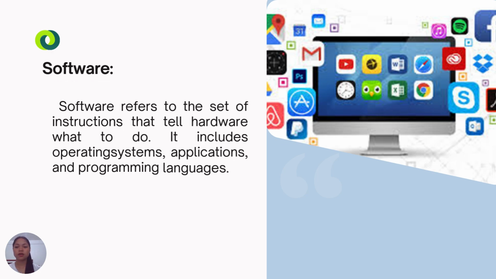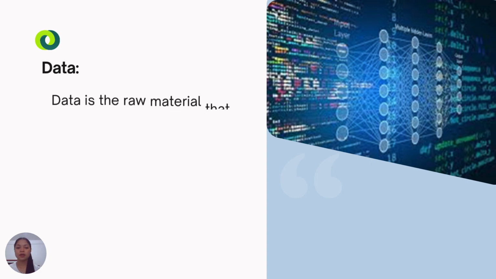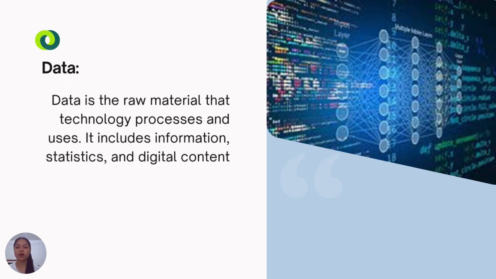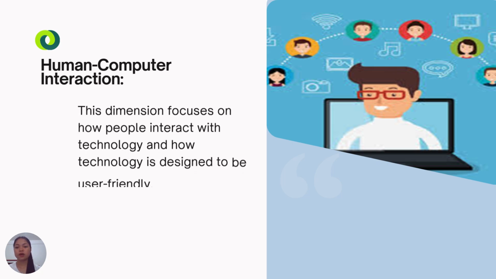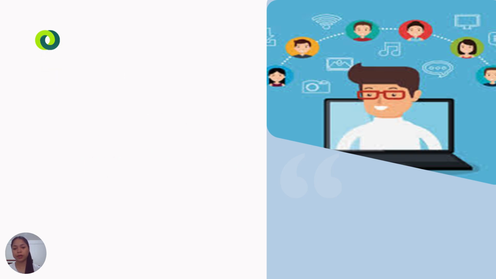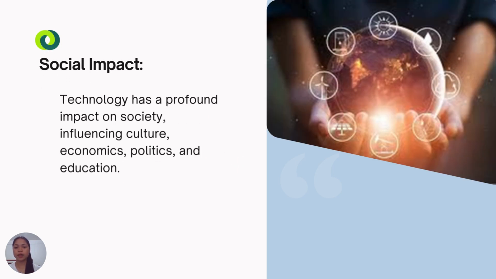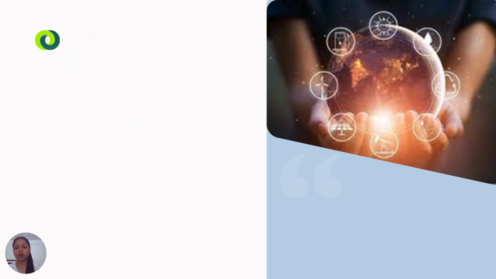Software gives instructions to hardware on what to do, for example operating systems, applications, and also etc. Next is data, which is what we use right now, where we could use it to relay our information, content, and etc. through social media platforms. Next is human computer interaction. It focuses on the interaction between humans and technology and how we use it properly. Social impact. It is the impact of technology on our society, for example our culture, economy, politics, and also education.